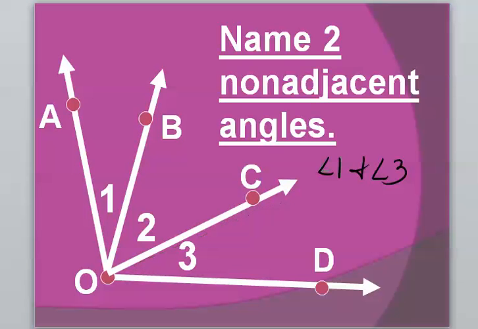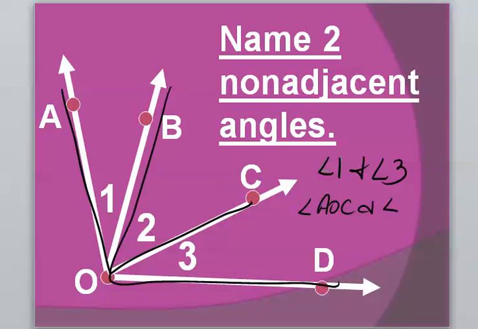We could also pick two that do overlap, then they would not be adjacent. So I could use angle AOC, the large angle that contains angles 1 and 2, and angle BOD. These have overlap. They both include angle 2. They're not adjacent because they overlap. So if you want adjacent, they need to be next to each other and share a side. Non-adjacent, they either have a space between or they have an overlap.